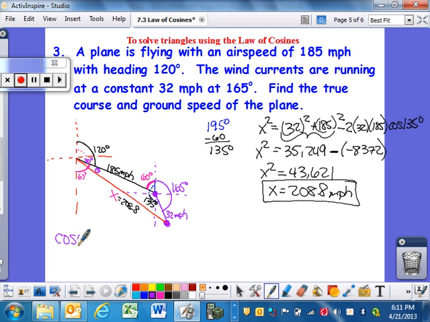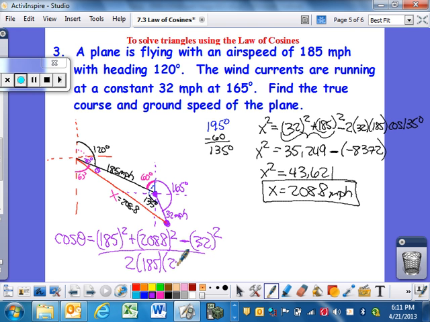So let's go cosine theta. I know I'm not calling it A, B, or whatever, but we just have to know what happens. Whatever the side is corresponding, in this case the 32, that's the one you have to subtract. The other ones, you dump in as normal. So 185 squared plus the 208.8, the one you just found, squared, minus the 32 squared, all over 2 times the other two sides. Alright? Once you do all that calculation, take the cosine inverse, you'll end up finding that theta equals 6.5 degrees.